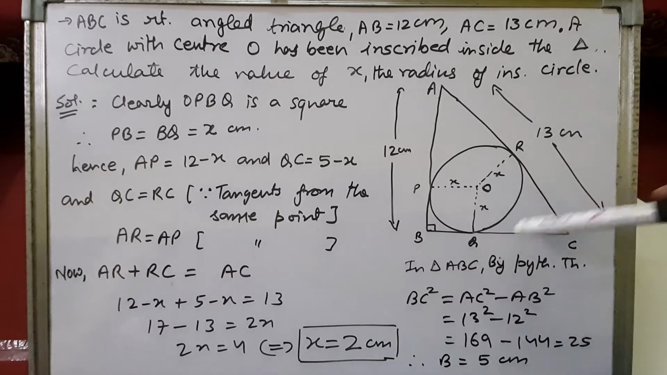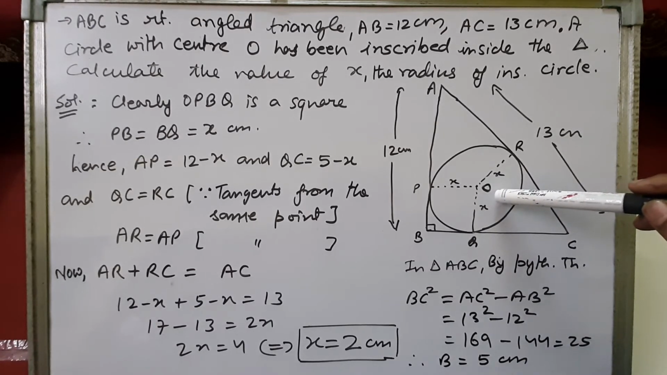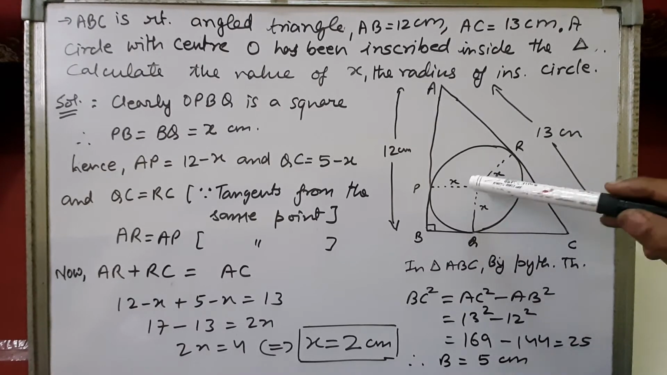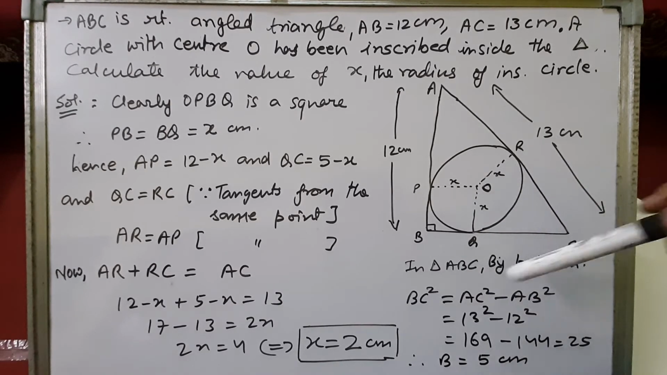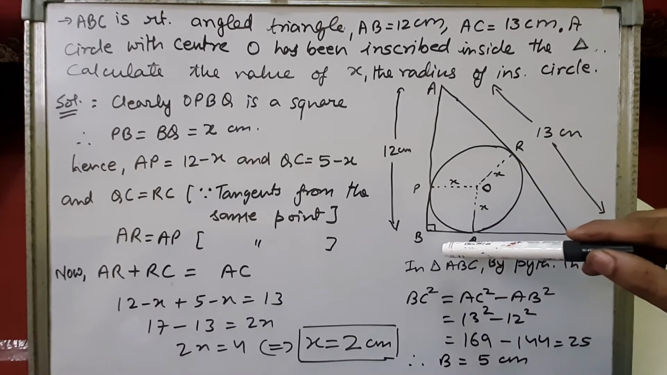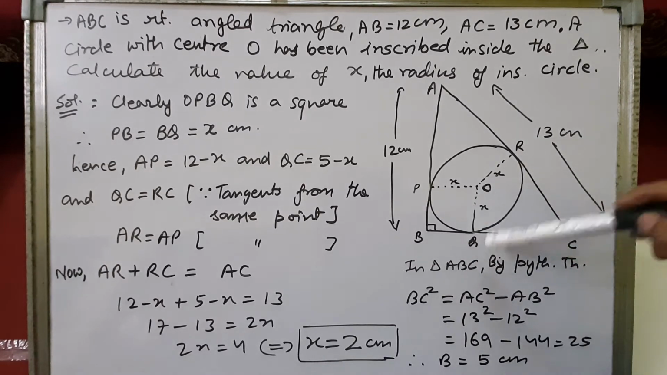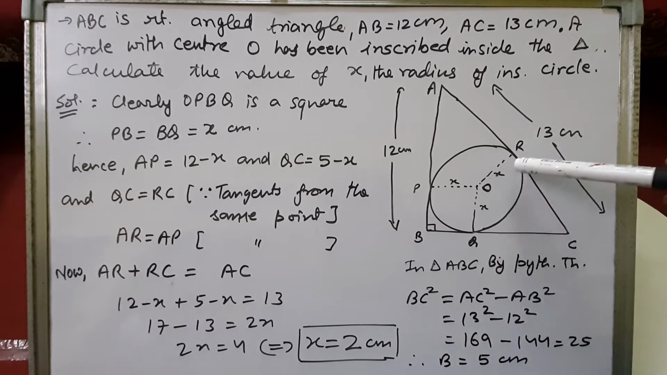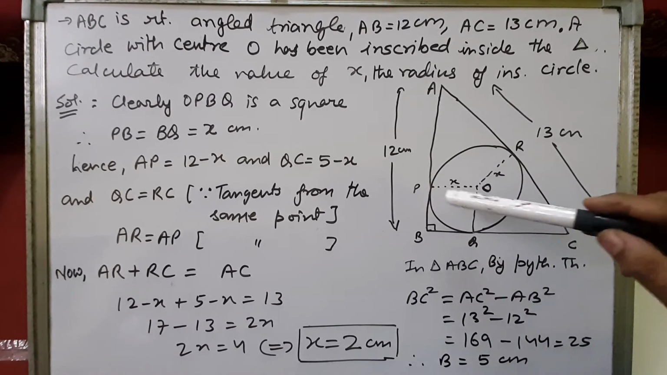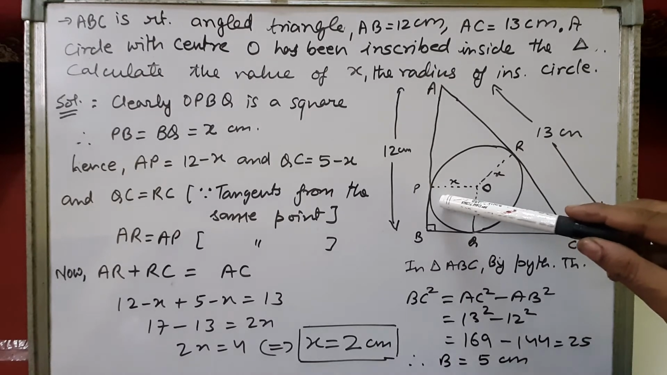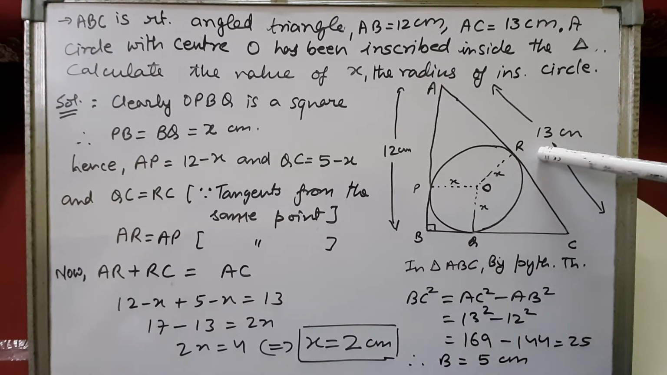Now we have assumed that this is an inscribed circle with center O and radius X centimeter. And this is inscribed in a triangle ABC, which is right angled at B, where AC is 13 and AB is 12 centimeter. Now if we assume that P, Q, R are the points of contact of the tangents AB, BC and AC, because it is inscribed in the triangle, the sides of the triangle will be tangents to the circle. So let the point of contact of AB be P, BC be Q and AC be R.